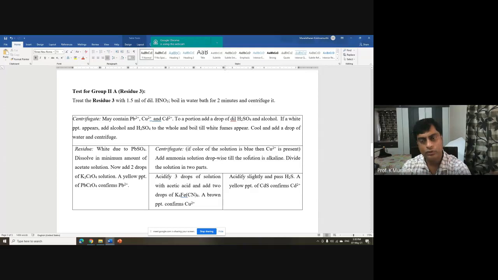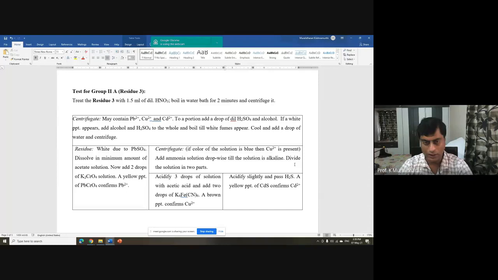That clear solution is blue in color, which shows that copper, Cu2+, is present, right? To this, add ammonia solution drop by drop till the solution is alkaline. How do you check the alkalinity? You'll have pH paper in the laboratory. Take a small piece of pH paper, take one drop using a dropper and add that to the filter paper, and see the color change to the alkaline side, which confirms the solution is turning alkaline. Then you divide that solution into two, more or less equal, not exactly.